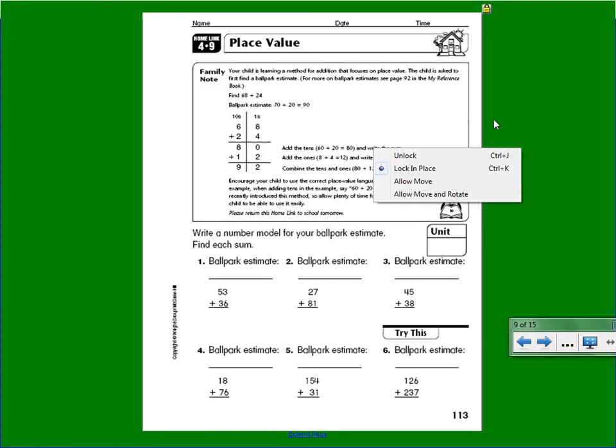And then this was your home link for last night. I hope it went well. If you had any problems with this, just make sure you read your family note and wrote in your unit. And then, if you have to review that, go ahead and review that.